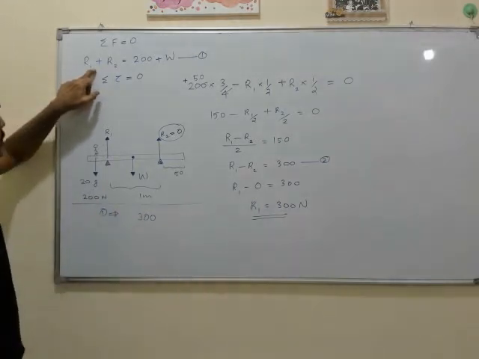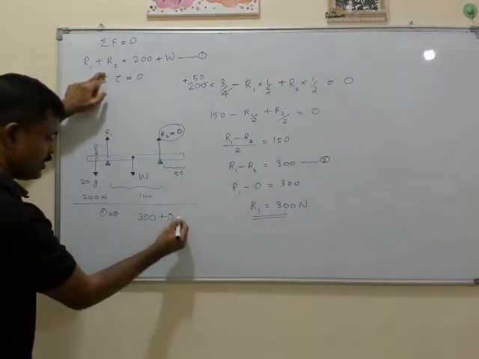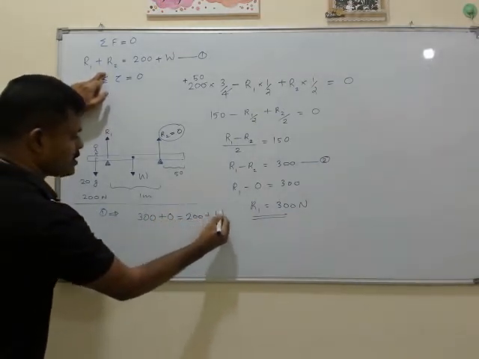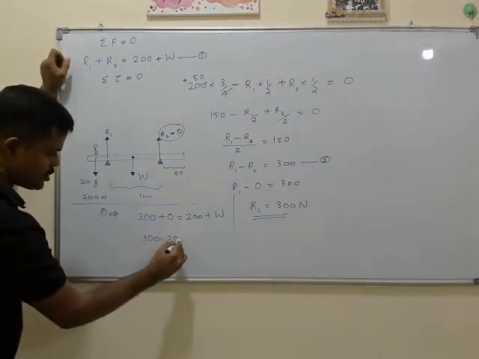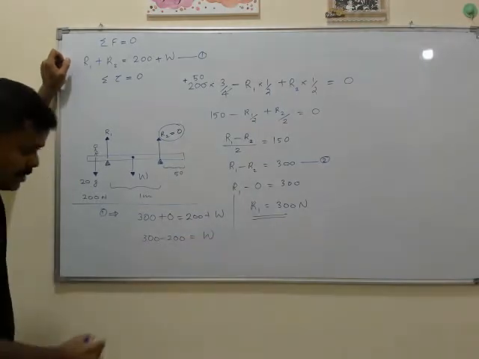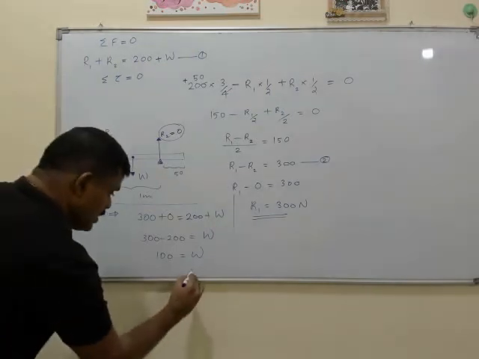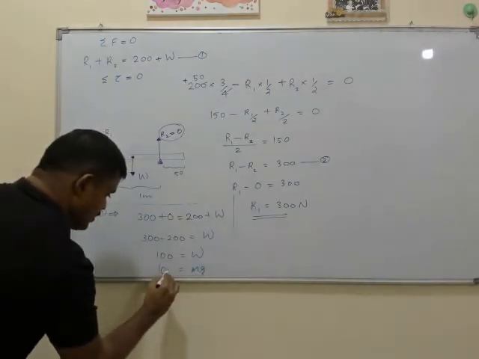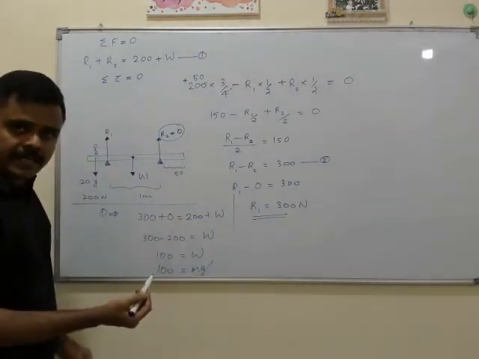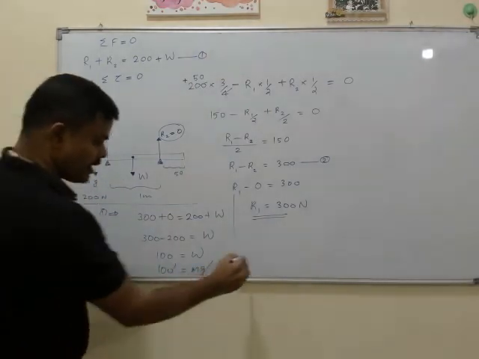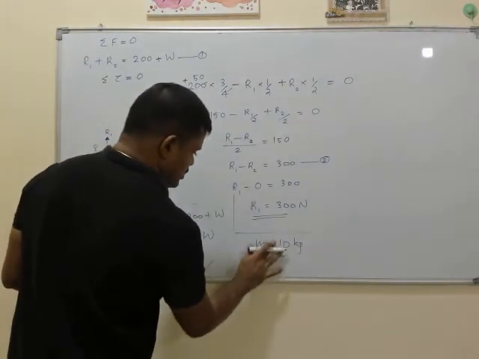So R1 is 300. Let us write equation number 1 now. 300 plus R2, which is 0, should be equal to 200 plus W. So I take it to the left hand side: 300 minus 200 is equal to W. That is 100 is equal to W. W is 100 means mg is 100. Weight is mg, no? I can cut g. G is 10, no? 10 with the 10. So what we get now? Mass of the plank is 10 kilogram. Final answer is 10 kilogram.